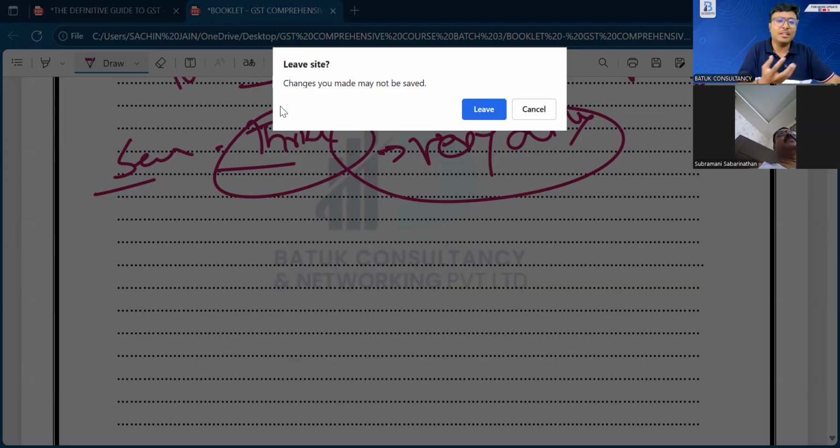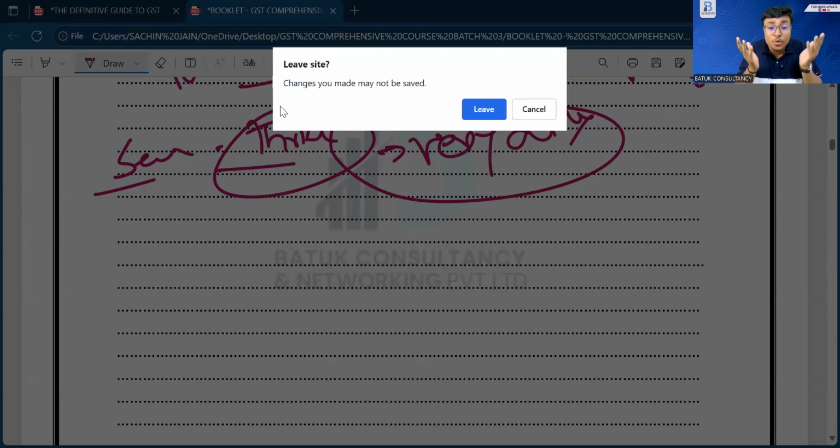No benefits are there. But if you want to maintain separate data, in that case, yes, you can take the GST registration. But there is no requirement if you are going to take the GST registration within a state. No need to take a separate registration.